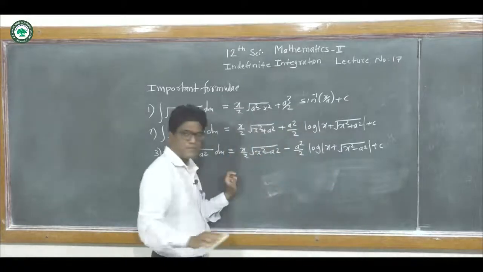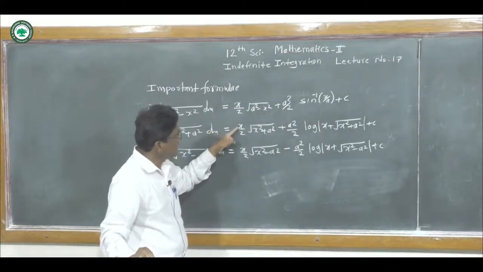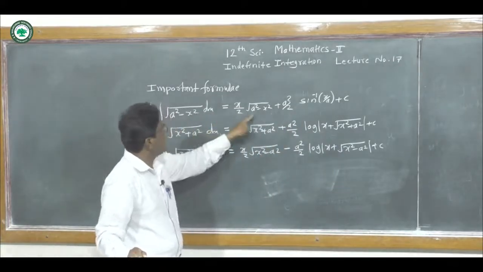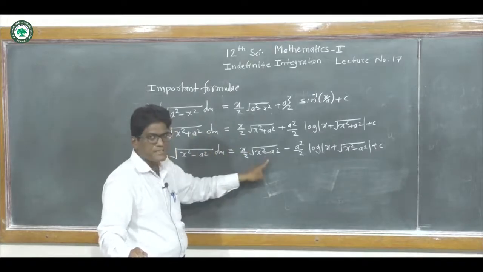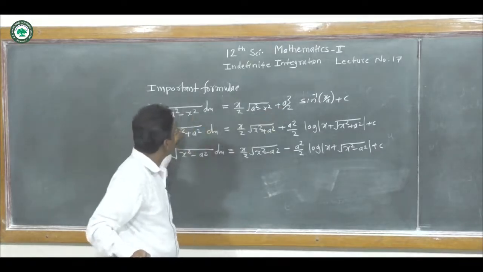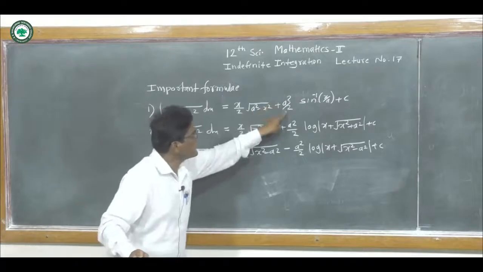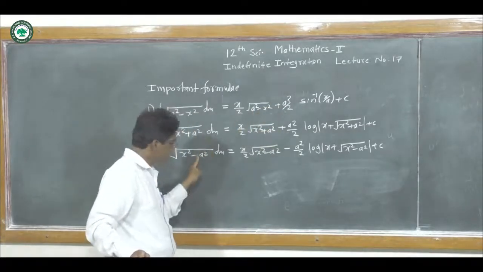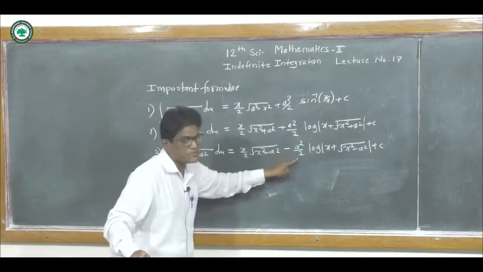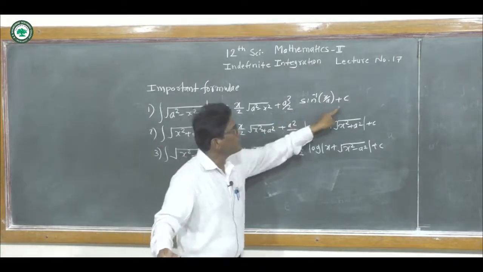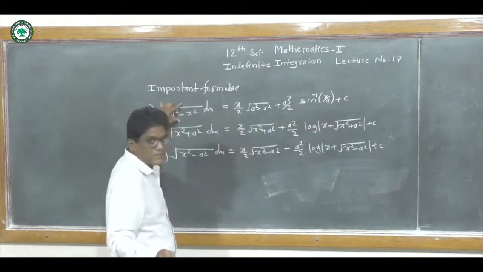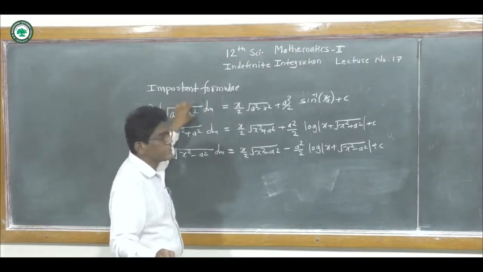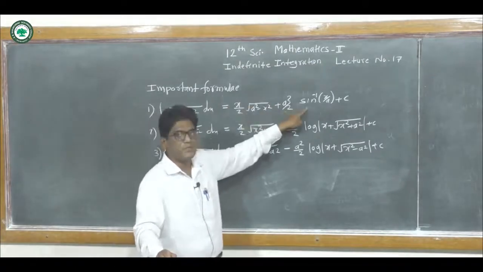See, in all the three formulas, firstly take x by 2, question as it is, then plus a square by 2, because here a square is plus. Here also a square is plus, so plus a square by 2. Here a square is minus, so take here minus a square by 2, and here write the formula of 1 upon under root of a square minus x square, that is sine inverse of x upon a.